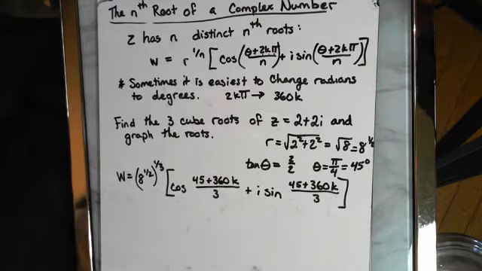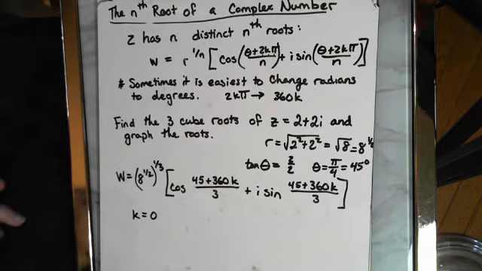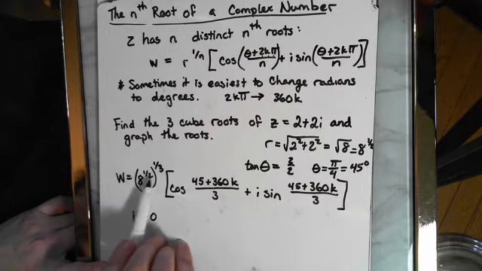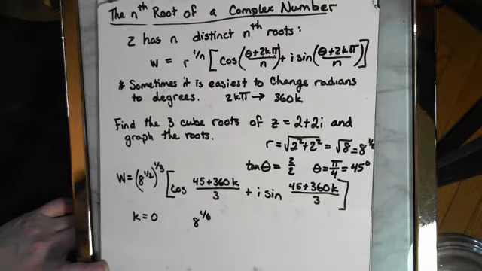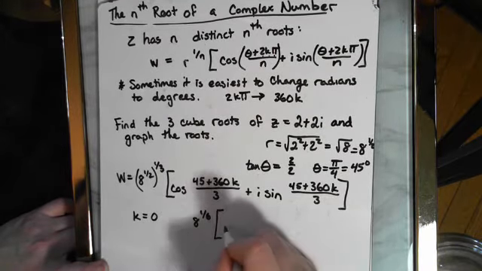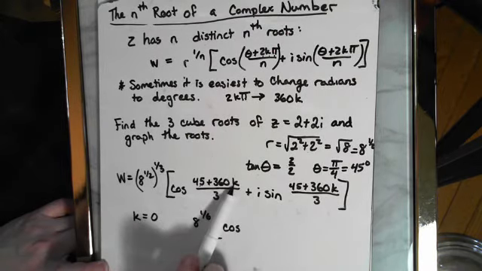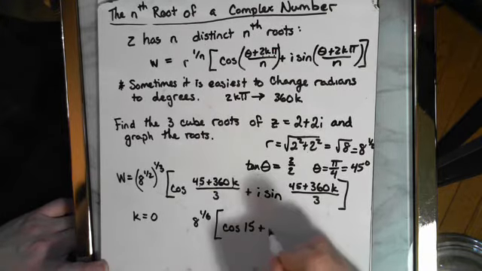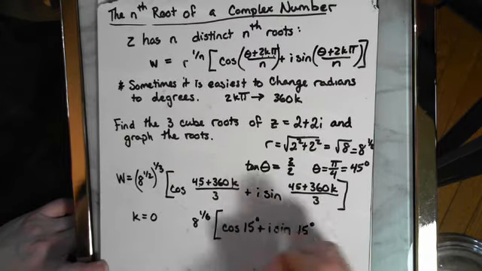Okay, now what I'm going to do is pick values for k. I'm going to start out with k equals 0. And we always start at 0 and count up from that. So this is going to be 8 to the 1/6 power, because remember we multiply those exponents. So it's 8 to the 1/6 times the cosine. Now this is just going to be 45 plus 0, which is just 45, divided by 3. So it's 15. Plus I sine of 15 degrees. And I should mark that that's degrees.